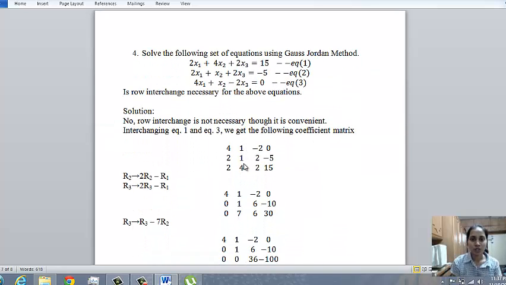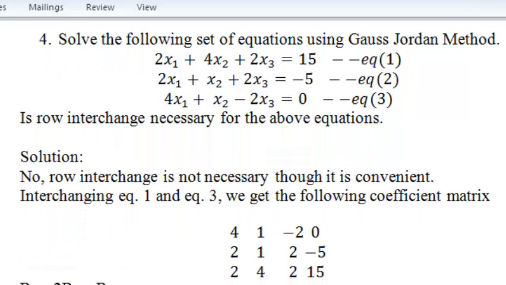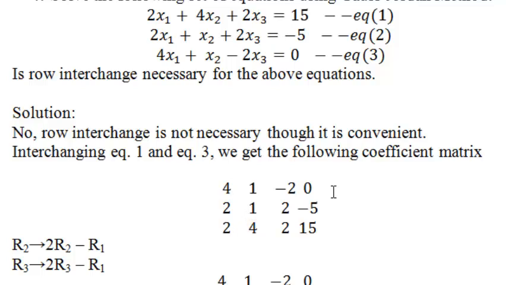Now we move on to the next question. In this, three simultaneous equations are given, and we need to find the values of x1, x2 and x3 by using the Gauss-Jordan method. First, we need to make the coefficient matrix, which is simply the matrix of the coefficients and the constants. And for our convenience, we change the order of equations 1 and 3 to get the highest value at the top. So we get the final coefficient matrix: 4, 2, 1, 1, 4, -2, 2, 0, 2, 0, -5 and 15.